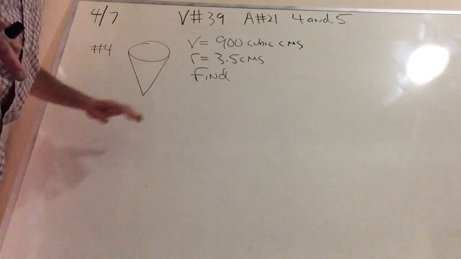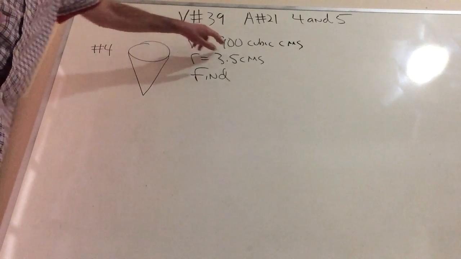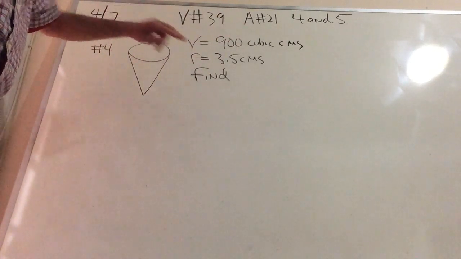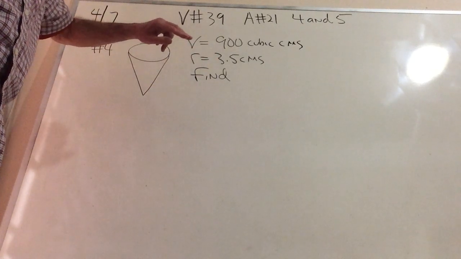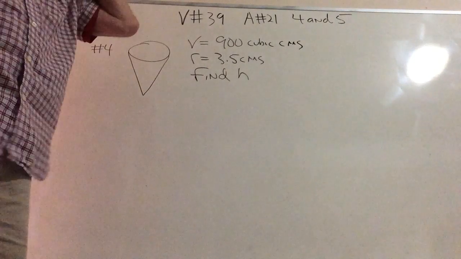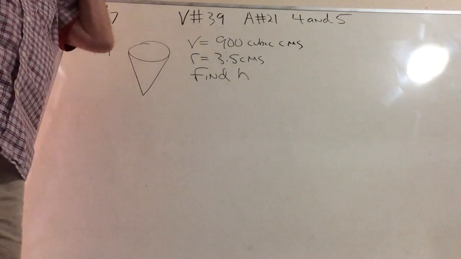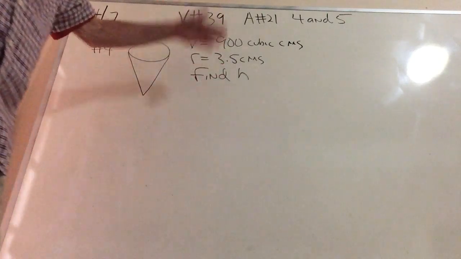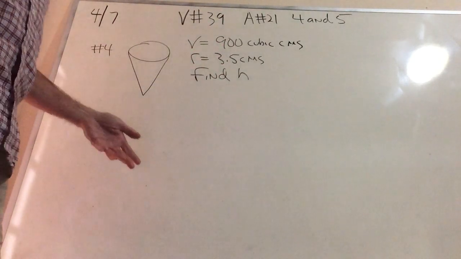So here we have a cone, and again, the volume is given not in terms of pi, but 900 cubic centimeters. The radius is 3.5 centimeters, and you're required to find h. So this is the kind of stuff you'll get on your upcoming test. This is what they want, either algebraically, which we were doing before, or using a calculator.